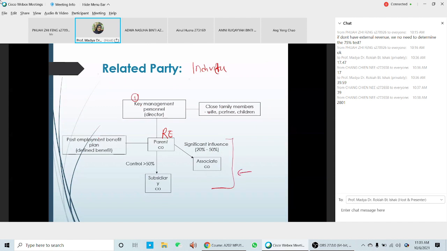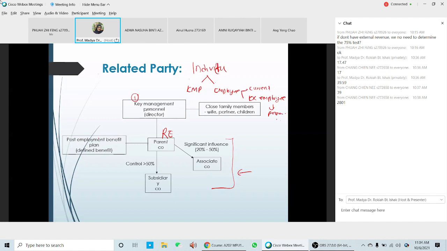Okay, so now we're going to look at another one. It relates to the individual. We have two types here: either key management personnel, or employees. For employees here, we have two elements: current employees, who are still working in that company, and ex-employees. Ex-employees are the ones who still receive a pension. They're going to receive a pension, under defined benefit plans.